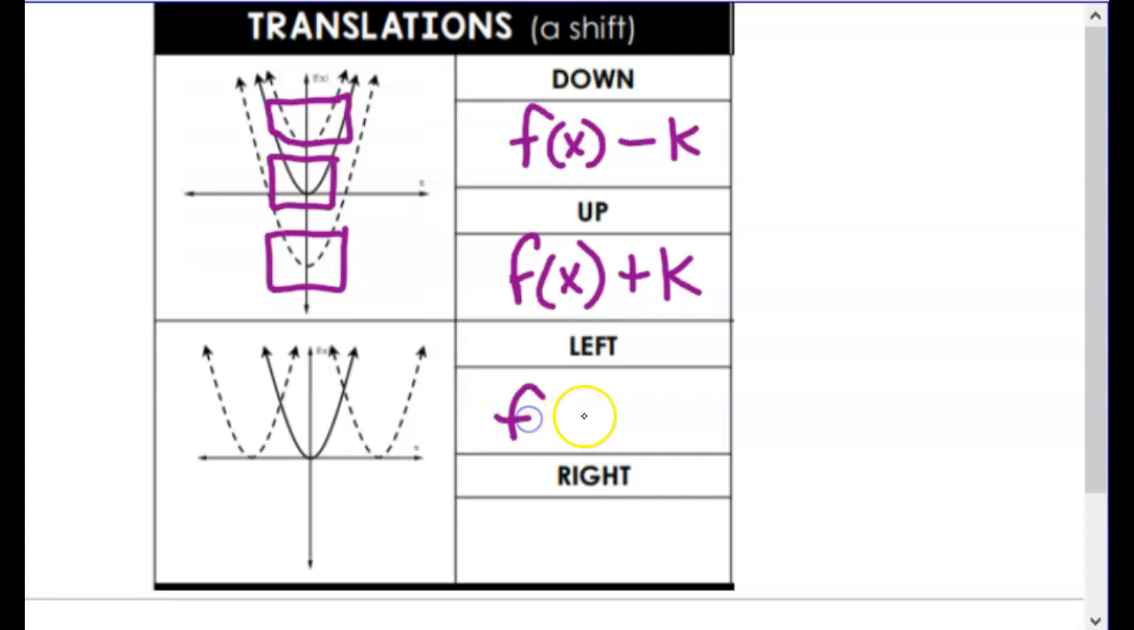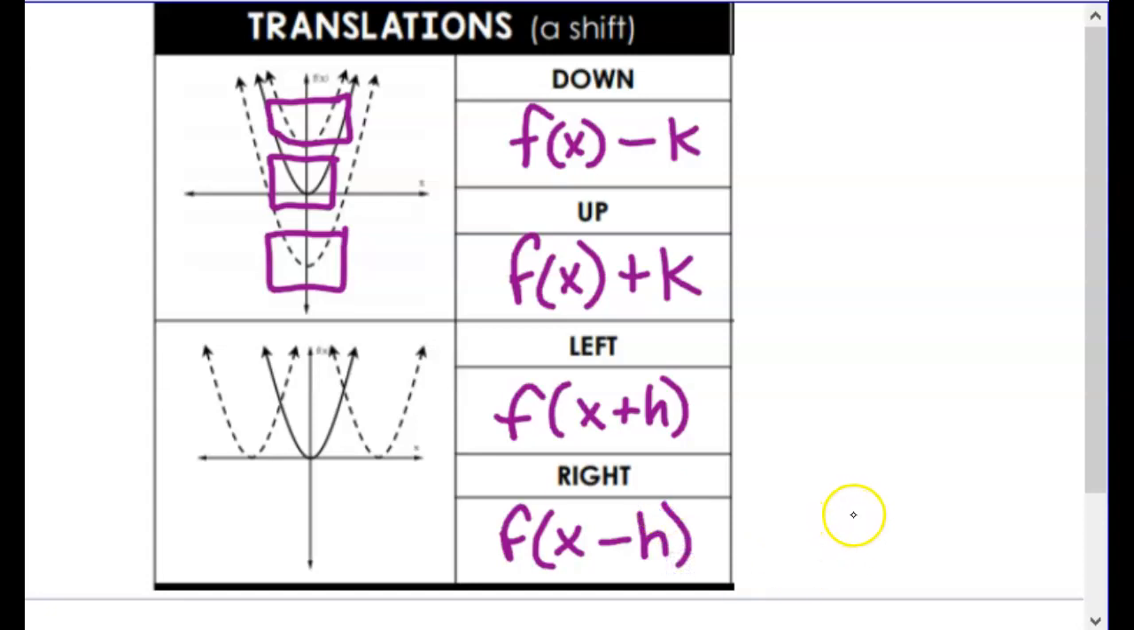On the inside, it's wrong. So if you do left, what is it actually going to look like? It's going to be plus. And it's going to be minus if it goes to the right. Everybody good?